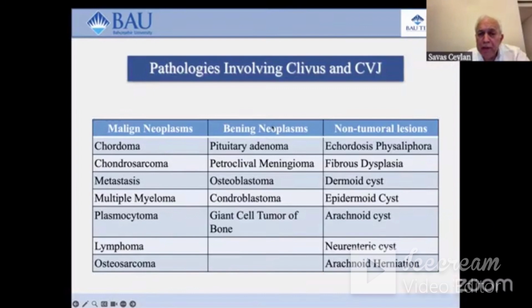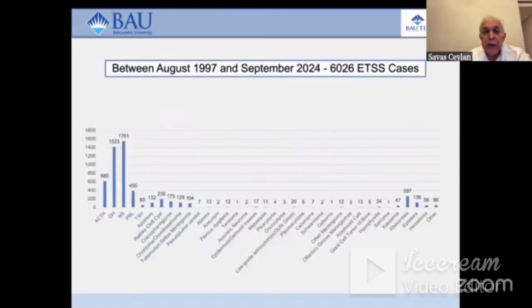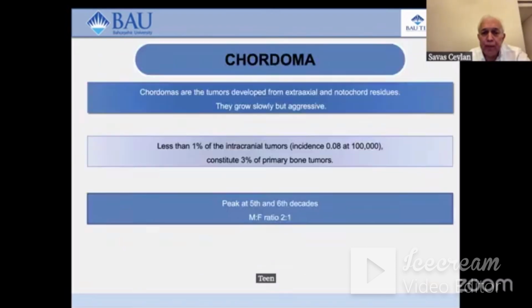All pathologies involving the clivus and craniovertebral junction include malignant neoplasms, most commonly chordomas, chondrosarcomas, pituitary adenomas, petroclival meningiomas, and other non-tumoral lesions. We have performed endoscopic approaches in 6,000 cases in our clinic since 1997. The most common pathology is chordoma.